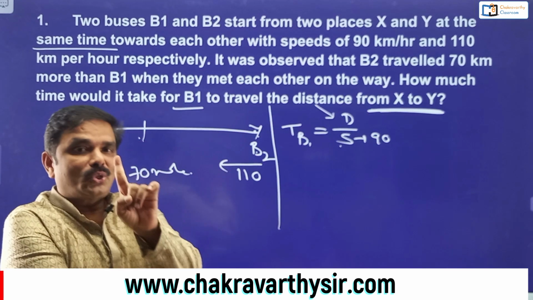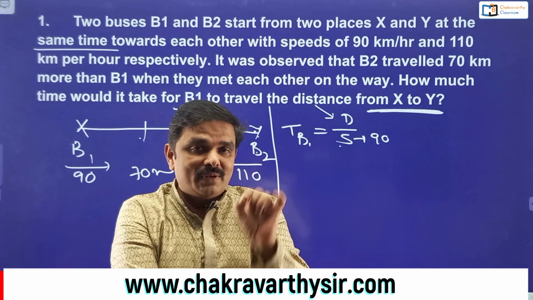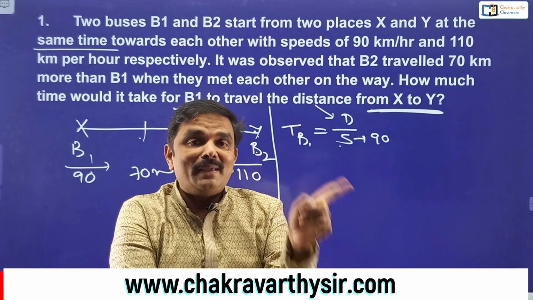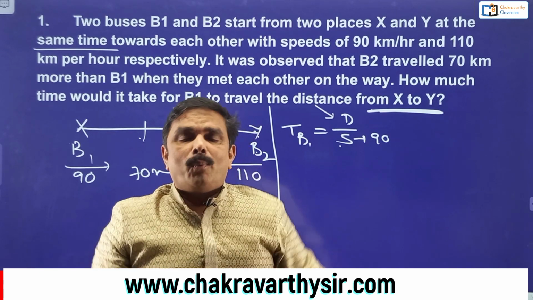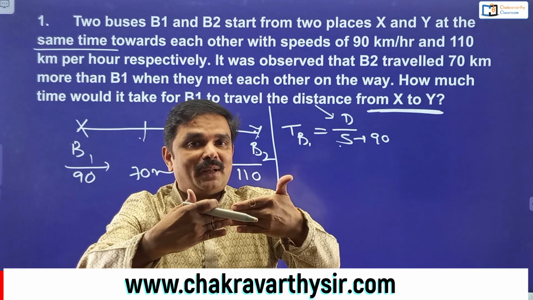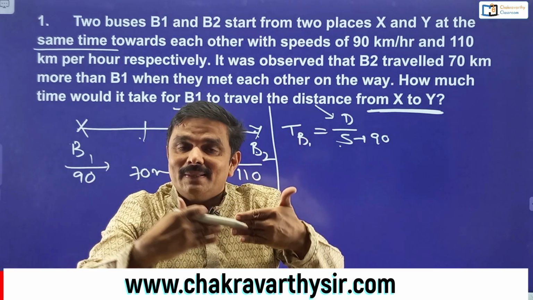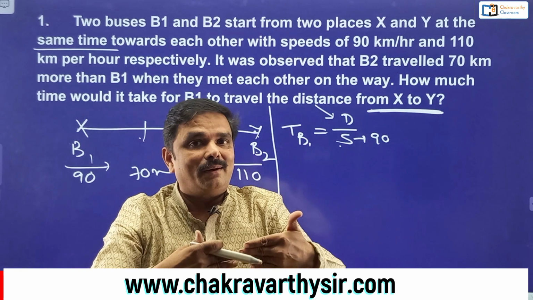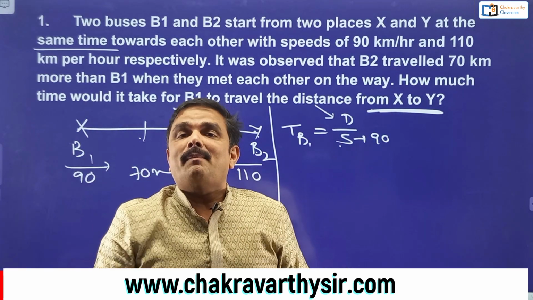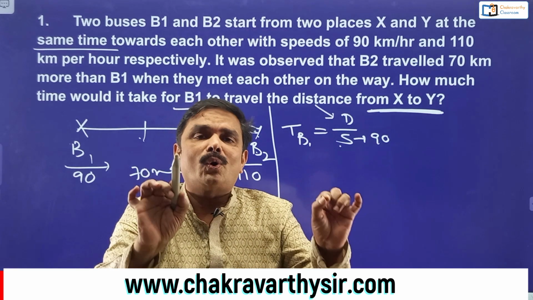We can use the shortcut, students, here. In the previous sessions on YouTube also I told you the shortcut. Here time is constant, isn't it? Both the buses started at the same time and both traveled for the same time because both stopped at the same time when they met each other. Started at the same time and stopped at the same time. That means time is constant.